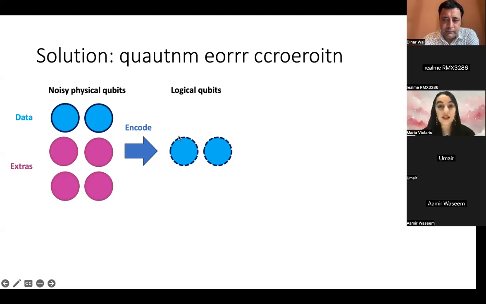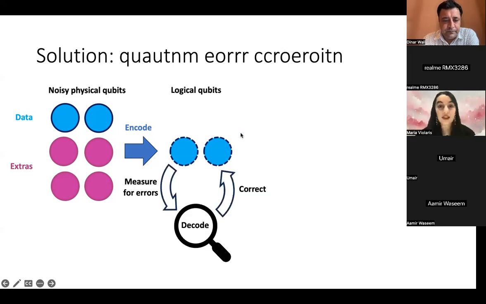And then we do a very sneaky trick where we measure the qubits for errors without measuring what the data is, and then we correct those errors. So it's very surprising that we can actually do measurements on the qubits that tell us what errors have happened without destroying the qubit state. But it turns out that we can do this. So this was a big breakthrough when this was discovered.